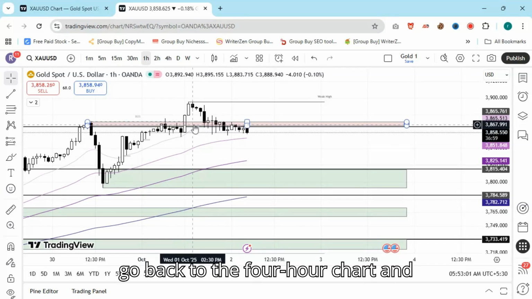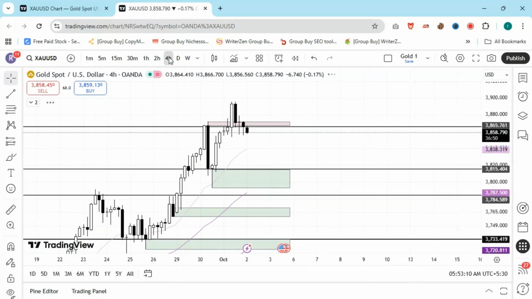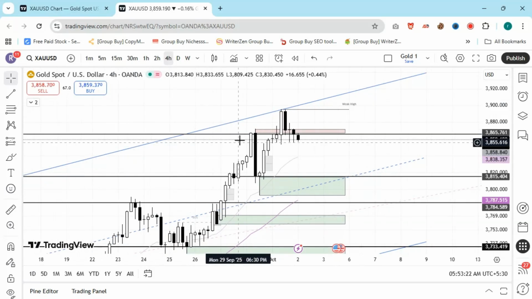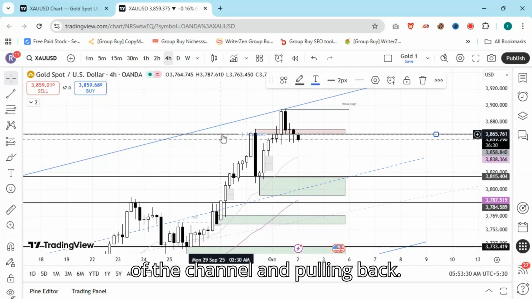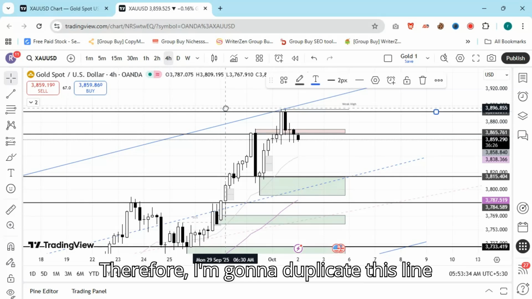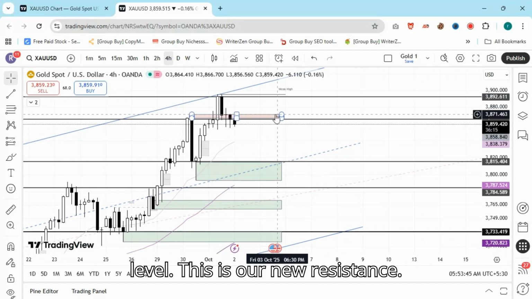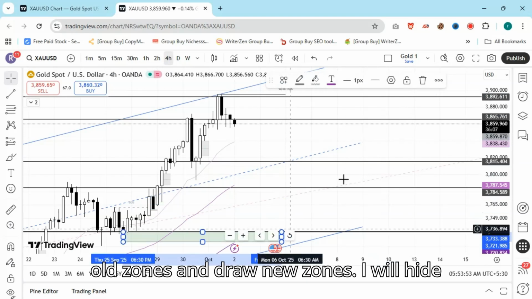Okay, let's go back to the 4-hour chart and identify whether there are any new support and resistance levels to draw. You can see the market going to the top of the channel and pulling back. Therefore, I'm going to duplicate this line for the 39,896.85 level. This is our new resistance. After that, I'm going to delete all the old zones and draw new zones.